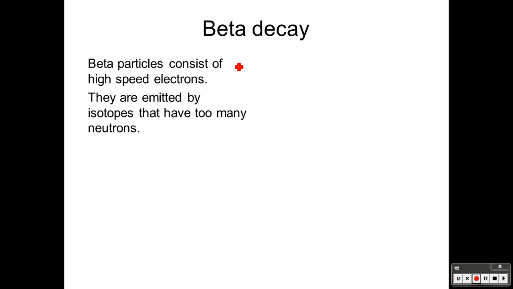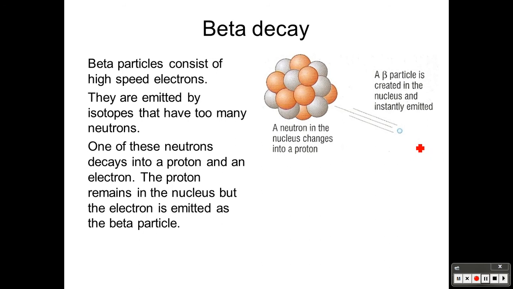Now beta's where it gets a little bit wonky, okay? Beta is caused by someone in the nucleus switching teams. And what happens is a neutron in the nucleus turns into a proton. He switches sides. And in order to become more positive, so the neutron has no charge, it's 0. In order for it to become plus, it has to get rid of its negativity.